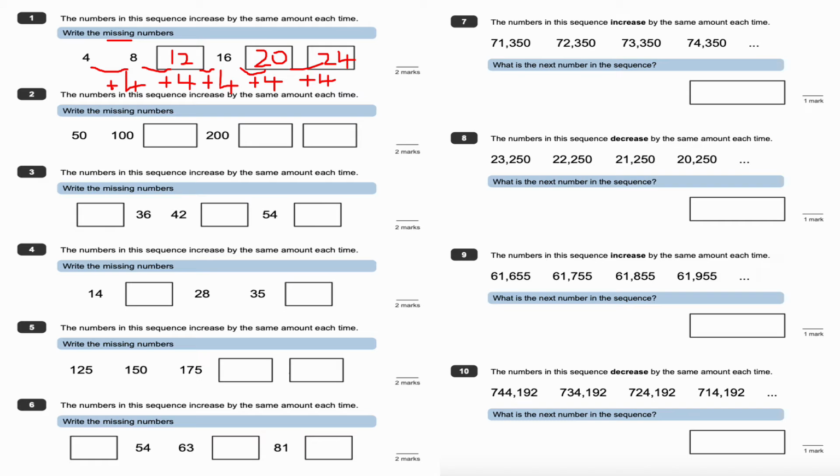Okay. This is question number 2, guys. The numbers in this sequence increase by the same amount each time. Write the missing number. Well, 50 to 100, I'm going to add 50. And again, I'm working out the difference between 100 and 50. I'm starting at 50 and I'm saying, what do I need to add to 50 to get to 100? So I've got to add 50.